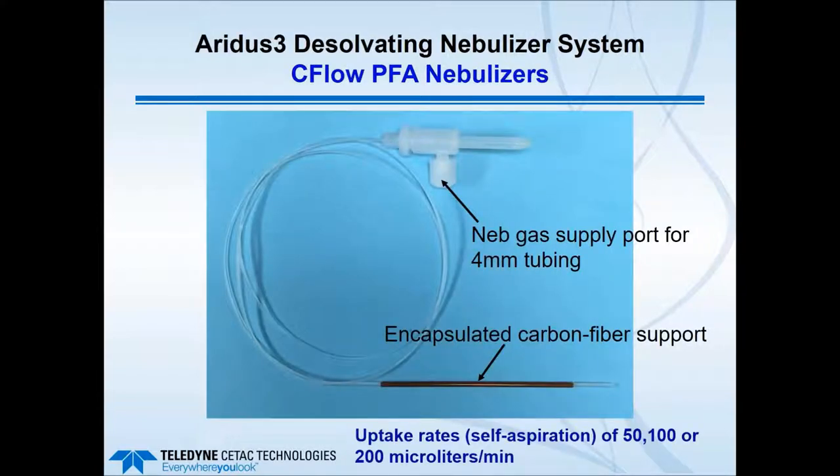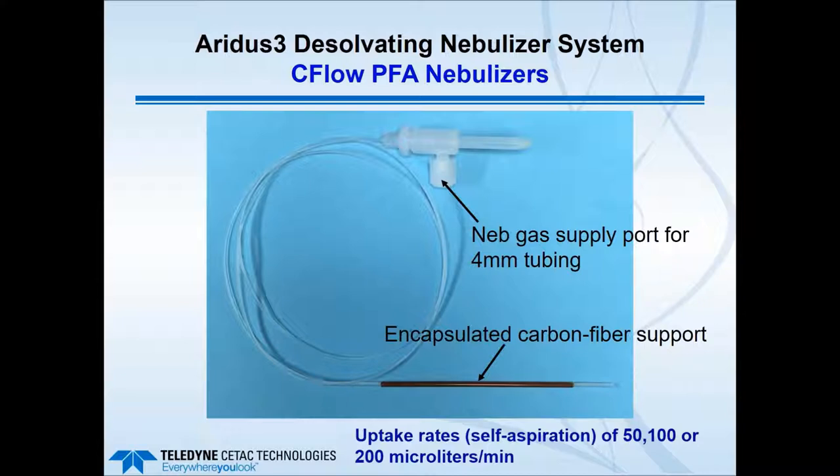So back then to some of the hardware components that we'll use in the Aridus3. I did mention at first, the first main component is this inert nebulizer. And it's a PFA nebulizer, perfluoroalkyl oxy, also with a fluoropolymer capillary. The nebulizer gas supply port is for 4mm tubing, which is very commonly used on ICP-MS instruments. So your gas supply that is controlled by the host ICP-MS would attach there.